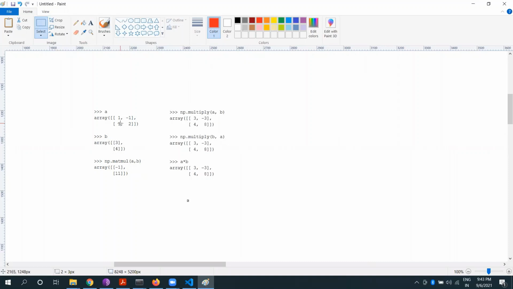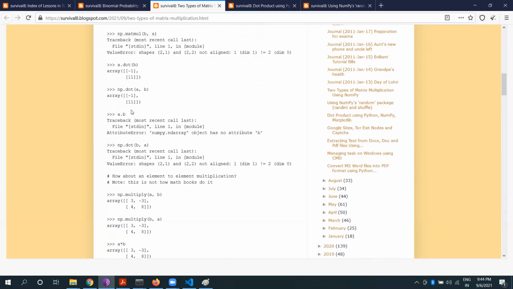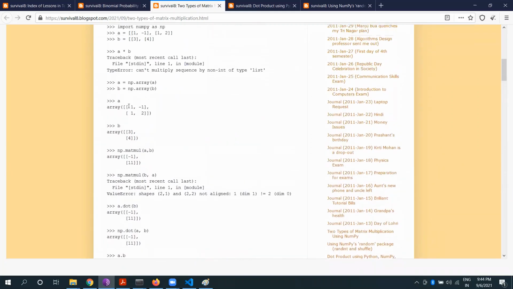A is 1, -1, right? And B is 3 4 3 4. So when we do a matrix multiplication, both A and B are the same, right? Yes, A and B both are the same. We are never changing A and B, like shown over here in this post.